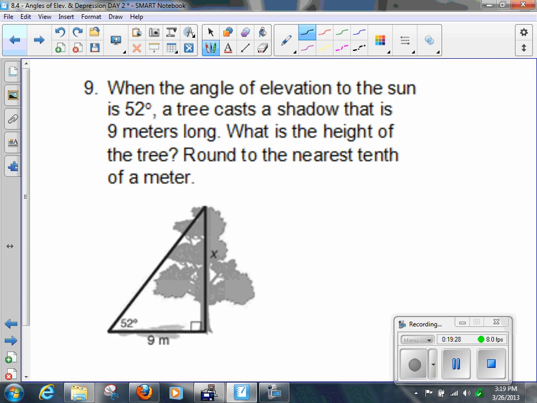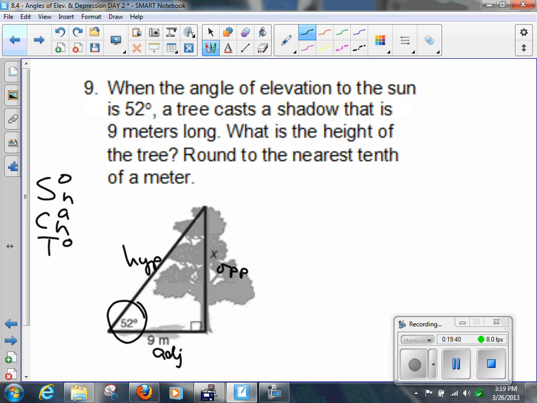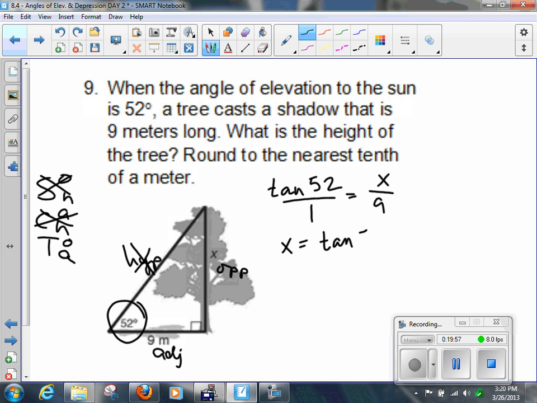All right, how about this one? Circle the angle, label the triangle. Which one do I know nothing about, y'all? I don't know anything about the hypotenuse, so I guess I'm going to have to use tangent again. Tangent of 52 over 1 is equal to opposite over adjacent, x over 9. X is equal to, this one's nicer, isn't it?